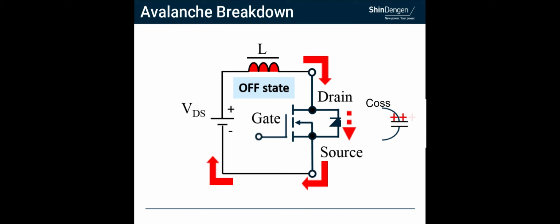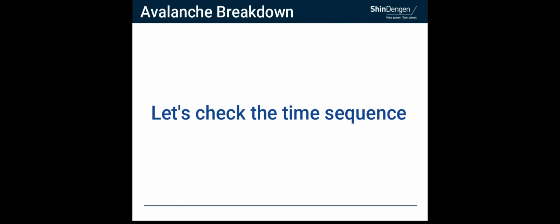When COSS is charged and VDS exceeds the withstand voltage VDSS, avalanche breakdown occurs and current flows from drain to source even though it is in the off state. Since the MOSFET is already turned off, this current does not flow through the channel as it would in the normal on state. Let's review a breakdown of all the processes over time.